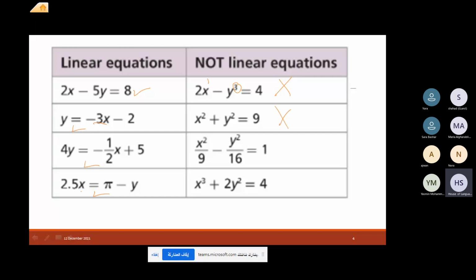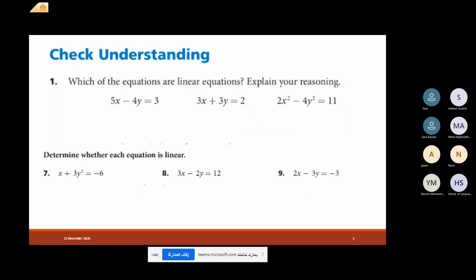Now here, what is the power of x? 2. And y? 2. Is it linear? No. Here, 3, 2. Is it linear? No. So they must have x to the power 1 and y to the power 1. Any other number? Yes, exactly. Now, this here is your example.